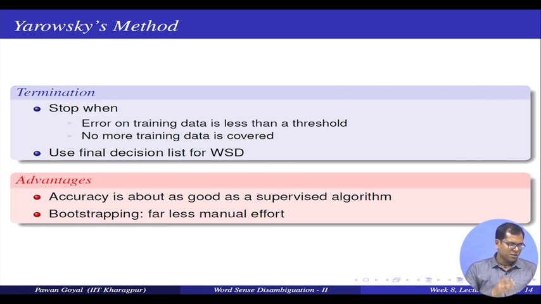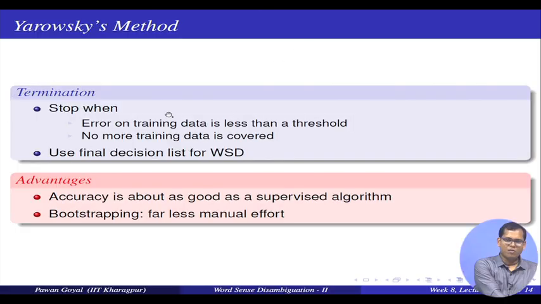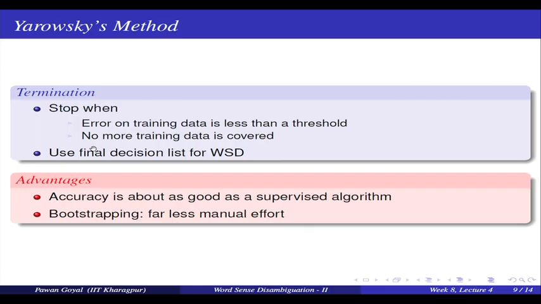Now, when do you stop? When the error on the trained data is less than a threshold. You can have some small trained data to check how good this bootstrapping approach is performing, or when no more trained data is covered by the algorithm, when you see that all the examples have been covered. Whatever final decision list you get by this algorithm, use that for word sense disambiguation.